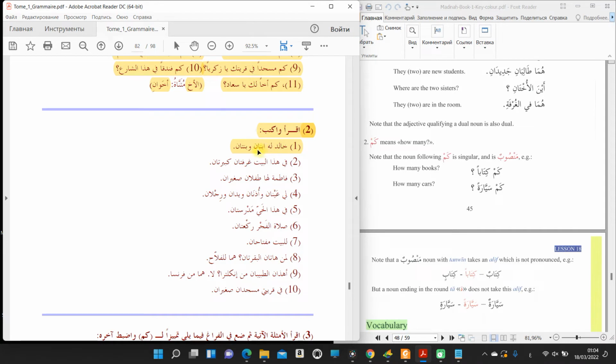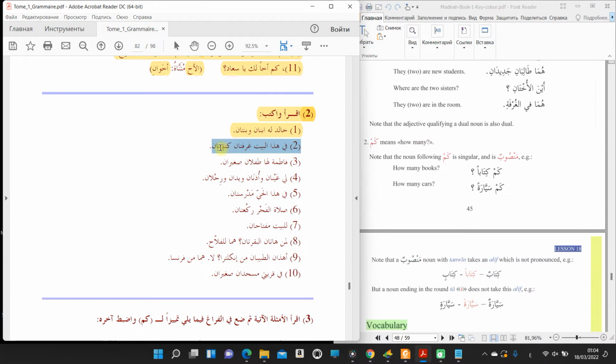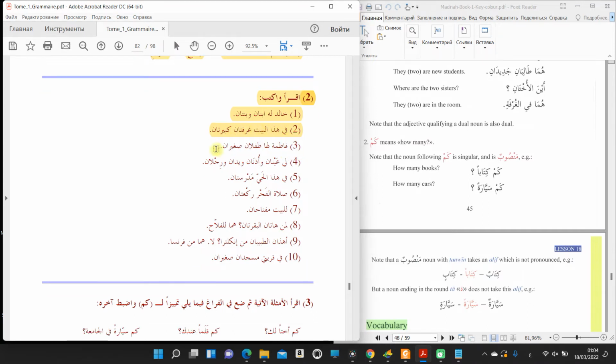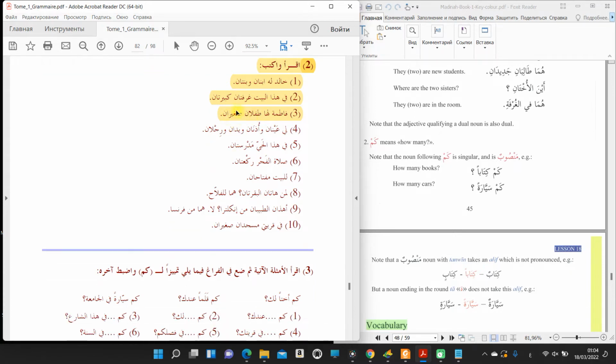Khalidun lahu ibnani wa bintani. في هذا البيت غرفتان كبيرتان. There are 2 big rooms in this house. فاطمة لها طفلان صغيران. Fatima has 2 little kids. 2 because it's a dual number, and little صغيران kids. طفلان, it's translated as a kid.